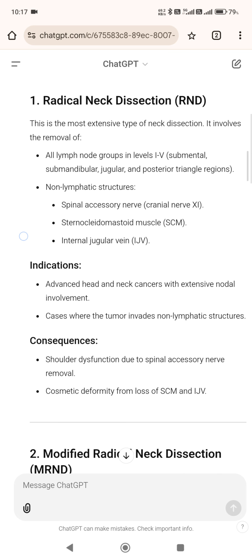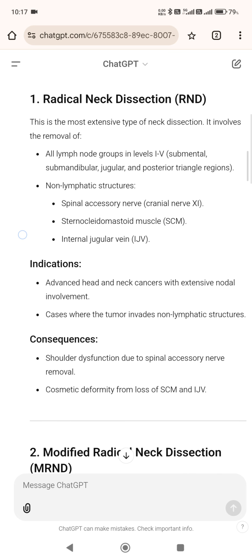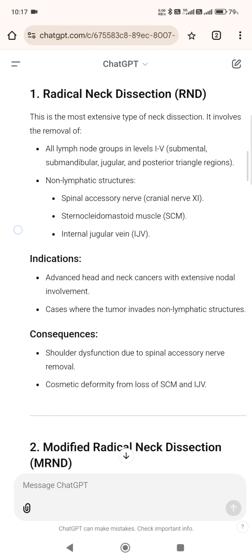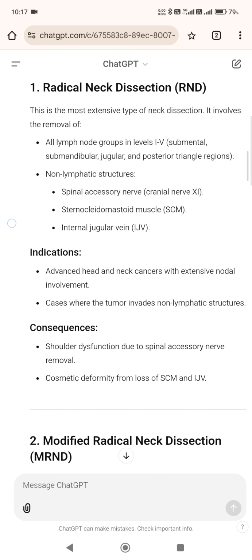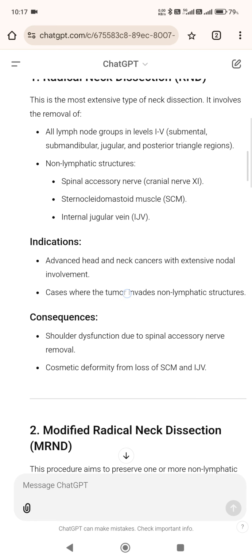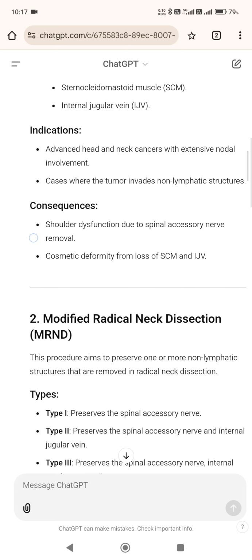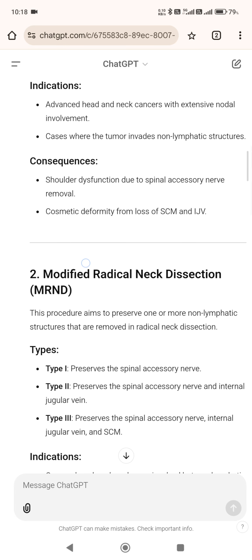1. Radical neck dissection, RND. This is the most extensive type of neck dissection. It involves the removal of all lymph node groups in levels I to V, submental, submandibular, jugular, and posterior triangle regions. Non-lymphatic structures removed: spinal accessory nerve, cranial nerve XI, sternocleidomastoid muscle, SCM, internal jugular vein, IJV.